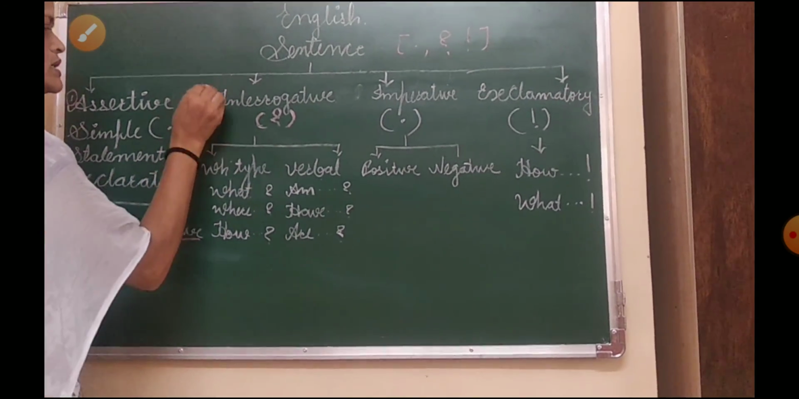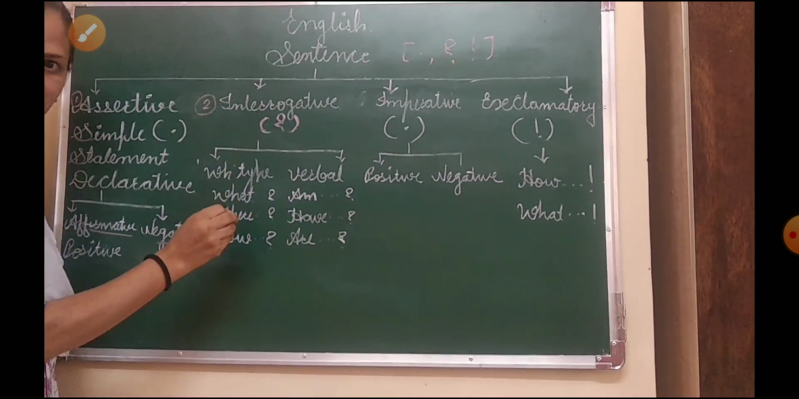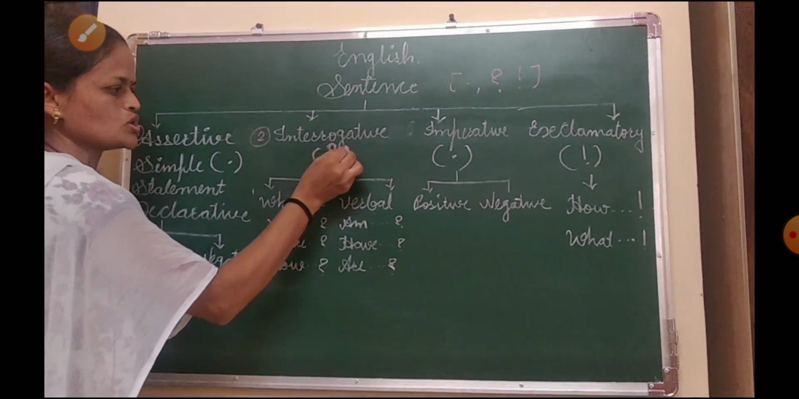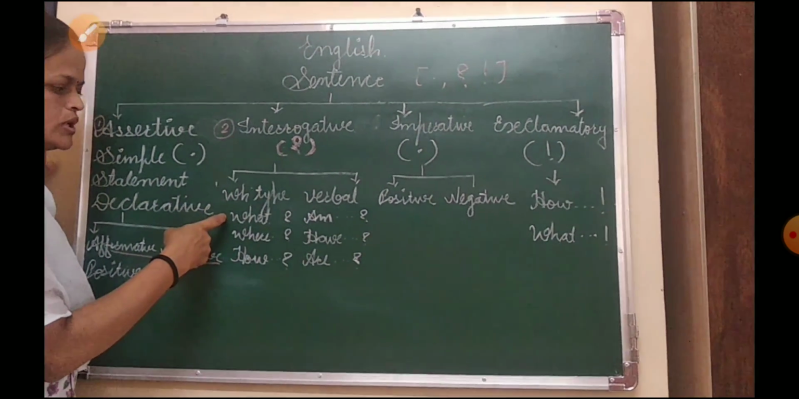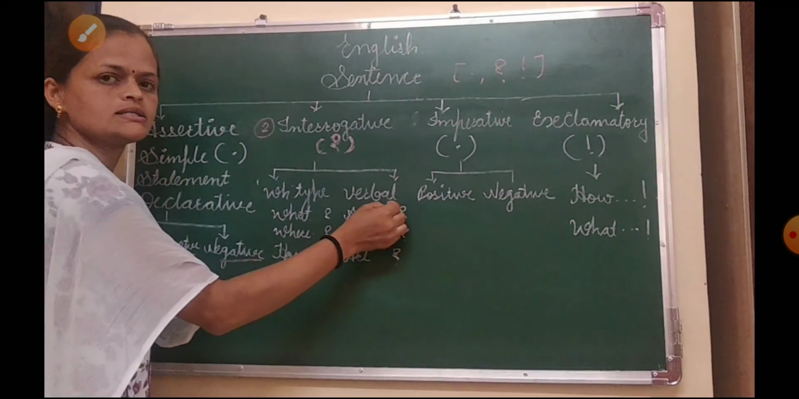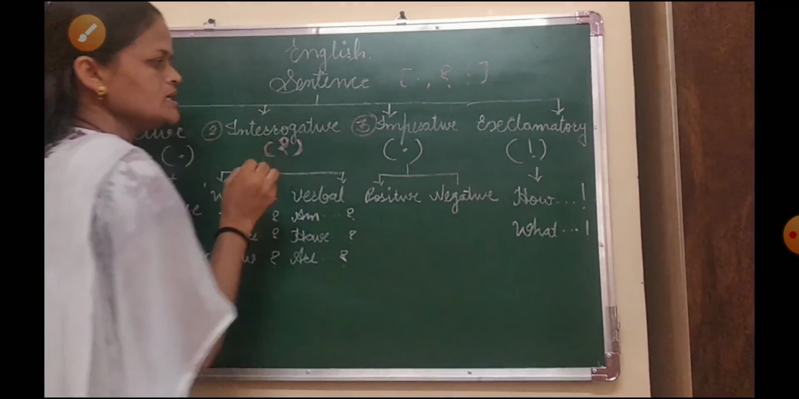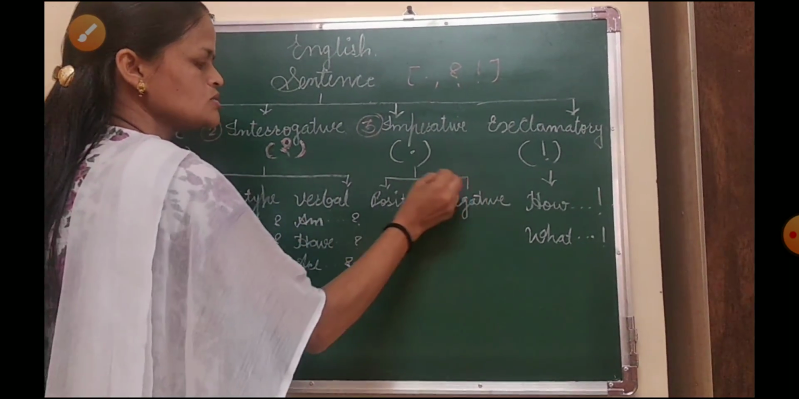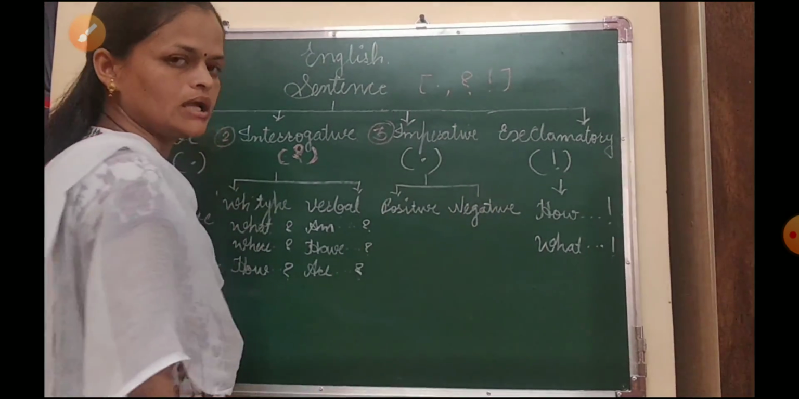The second kind of sentence is interrogative. All sorts of questions come into the interrogative sentence. It starts with a capital letter and ends with a question mark. Interrogative is divided into two kinds, one is WH type of interrogative and one is verbal type of interrogative. The third kind of sentence is imperative sentence. An imperative sentence again carries two types. First one is positive imperative and second is negative imperative.